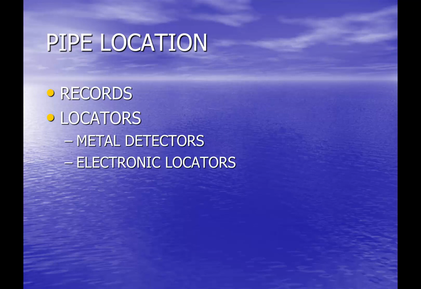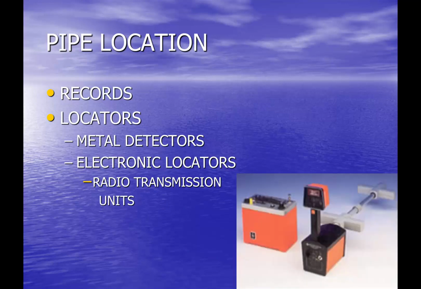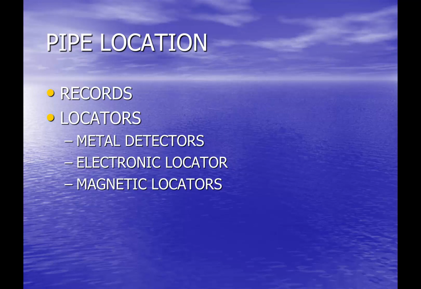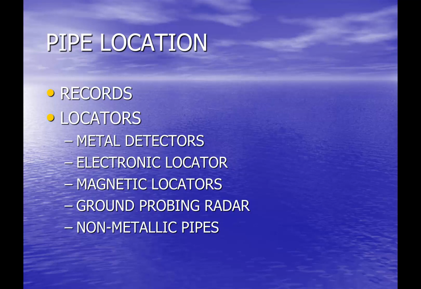For metallic pipe, electronic locators can help out, whether it be through a radio transmission unit like the one you see here, where we are essentially applying an electromagnetic field and the above ground receiver can locate it and we can trace the pipe, but really only works for metallic pipelines. There is ground probing radar that's a newer technology, but gets a bit expensive. When it comes to trying to find non-metallic pipes, now we've got some more challenges.